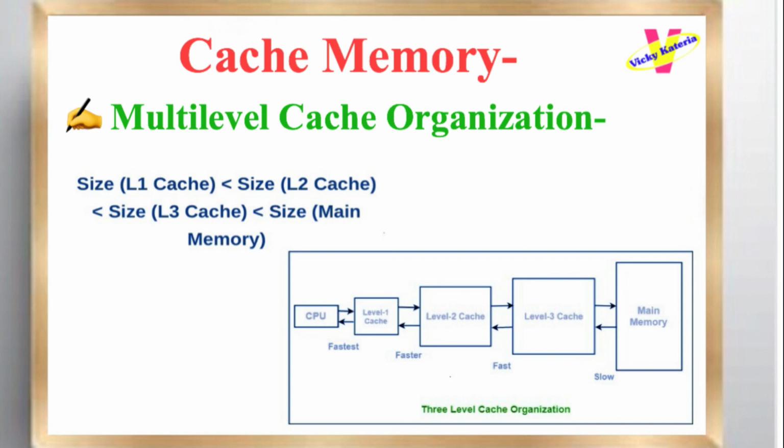Example. A 3-level cache organization consists of 3 cache memories of different sizes organized at 3 different levels as shown below. Size of L1 cache is less than size of L2 cache, less than size of L3 cache, less than size of main memory.